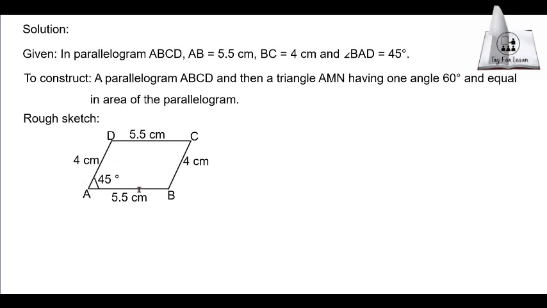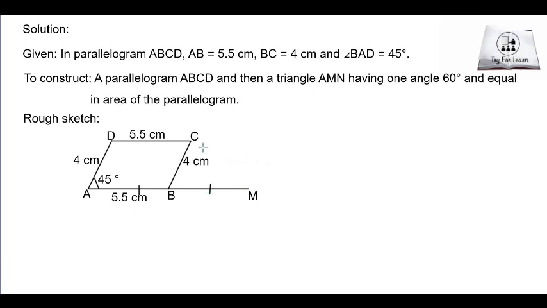So for that, what will you do? We will produce its base AB, equal to its length. It means the length of this AB and that produced line segment should be equal. And the name of the triangle is AMN. So you can say this produced point is M. The length of this AB and BM should be equal.